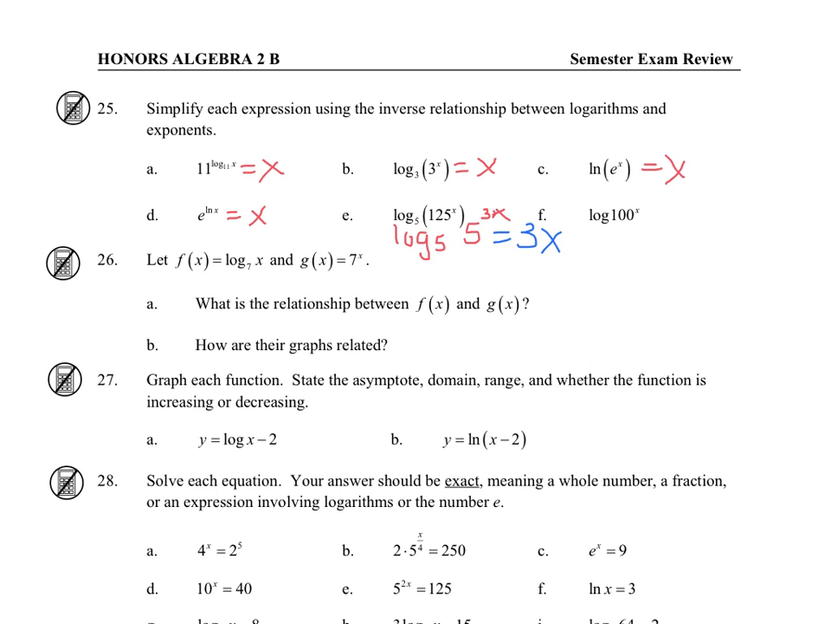We can do something similar with f. That's log base 10. 100 is 10 squared. So this simplifies to 2x.